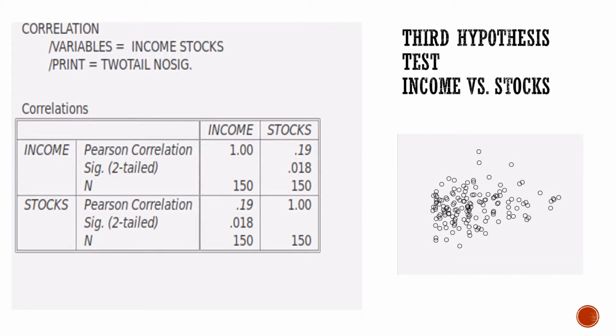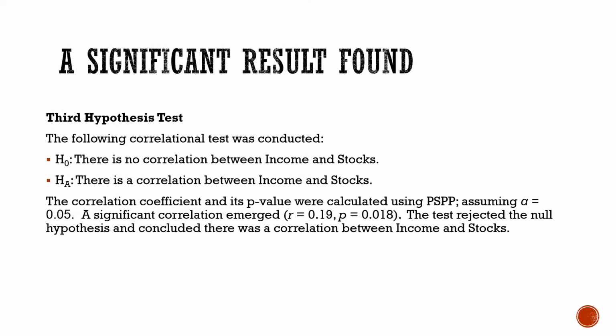Our third hypothesis test was income versus stock, and as you can see, our correlation was 0.19 with a tail of 0.018, and we show the scatter plot graph to the right. Here we can see a significant result was found. The significant correlation emerged with a 0.19 correlation and a tail of 0.018. So the test rejected the null hypothesis and concluded there was a correlation between income and stocks.